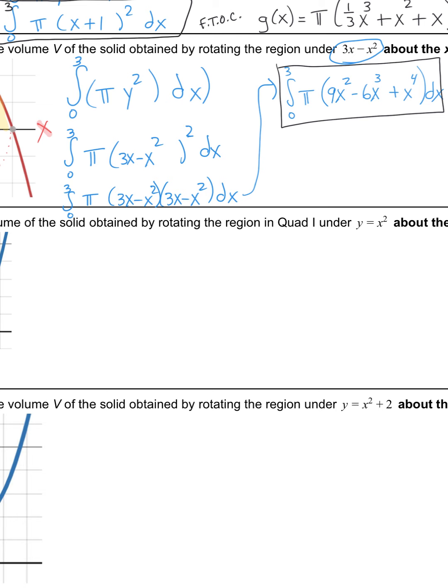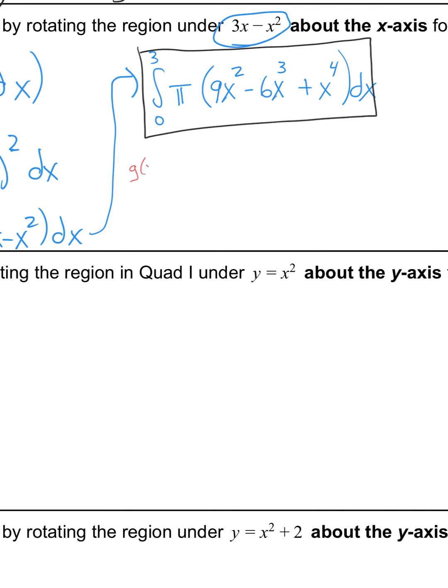Now we can solve this using the fundamental theorem of calculus. The first step is to take the antiderivative. So the pi comes along for the ride. This is going to be 3 power rules. So for the first term, the 9 comes along for the ride. We get 9x to the 3rd over 3. The second term, the 6 comes along for the ride. That becomes x to the 4th over 4. And finally, the third term becomes x to the 5th over 5. And it is from 0 to 3.